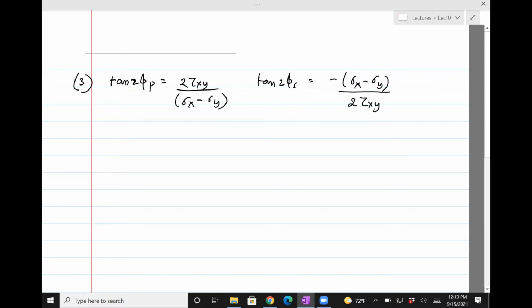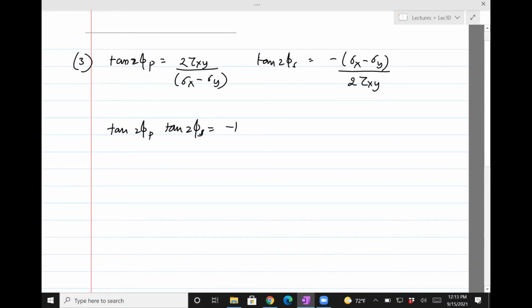Okay, now here's the interesting thing. If you take the product of the two, and literally multiply them, you'll see that it's equal to minus one. So do you know how they are related if the product of the tangents is equal to minus one? There is an identity for tangent. If you have tan (A plus B), you can write it as (tan A plus tan B) divided by (1 minus tan A tan B). Sorry, let me check this out. Is that right?